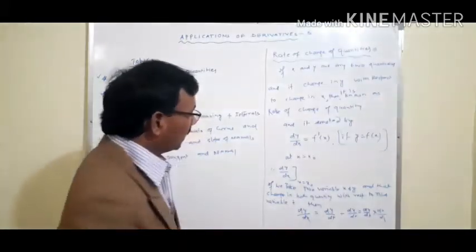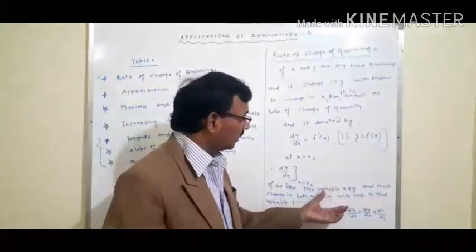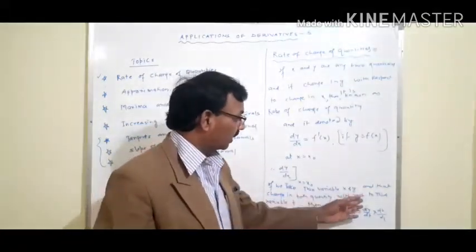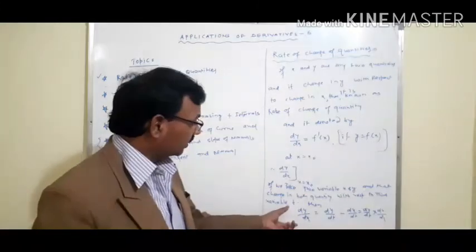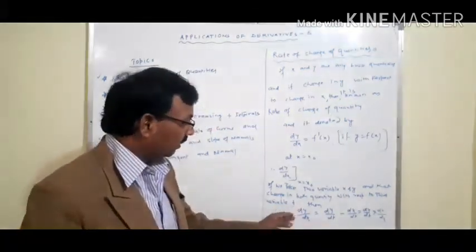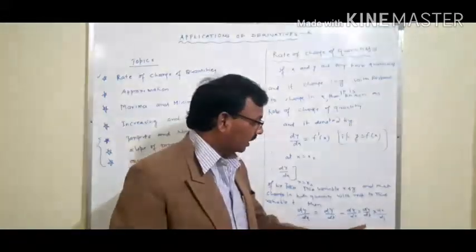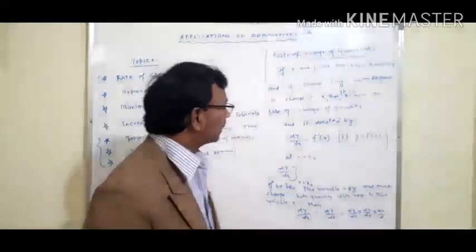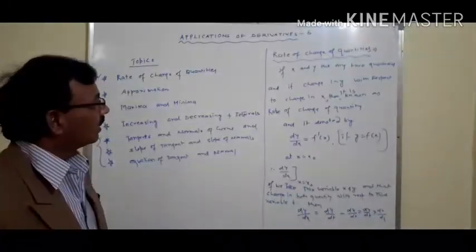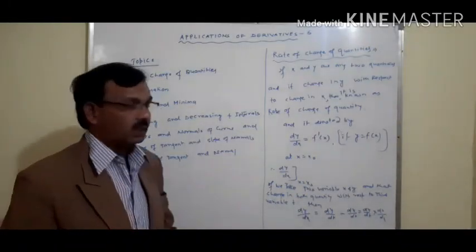That means if there are two variable quantities changing with respect to another third variable quantity, then the rate of change of the first two variable quantities is denoted by dy upon dx equal to dy upon dt into dt upon dx. Now in the next video we will take examples related to rate of change of quantity.